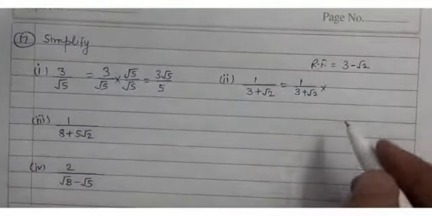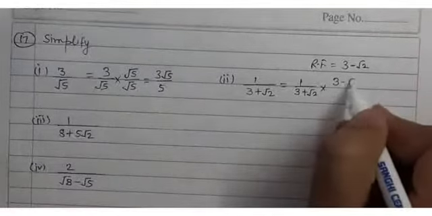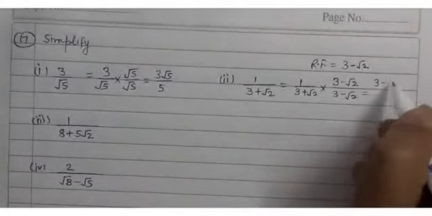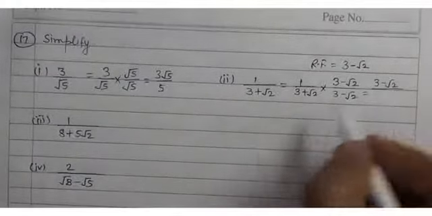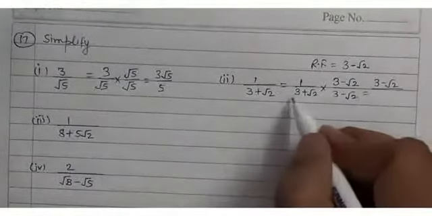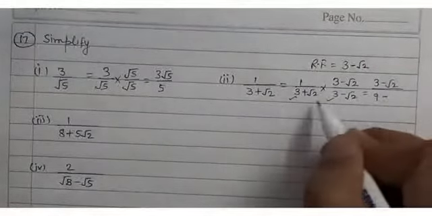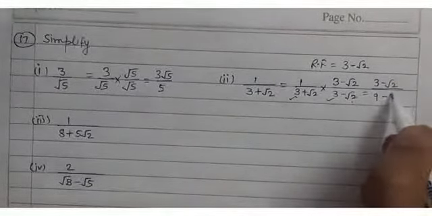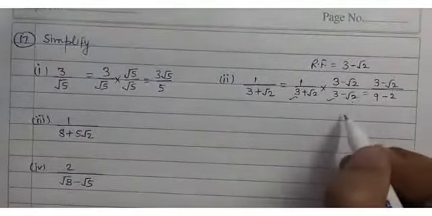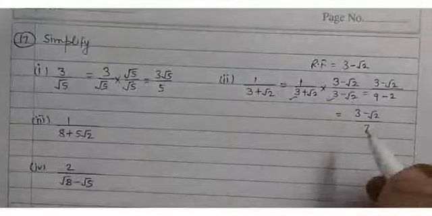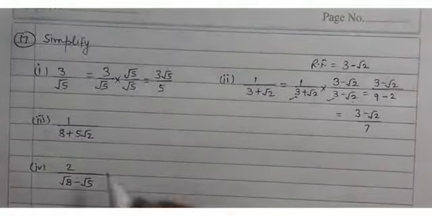Take 3 minus root 2 in numerator and 3 minus root 2 in denominator also. So 3 minus root 2 in numerator, and this is (a plus b)(a minus b). 3 into 3 is 9, and root 2 into root 2 is what? 2. So what will be your answer? 3 minus root 2 upon 7 is your answer.